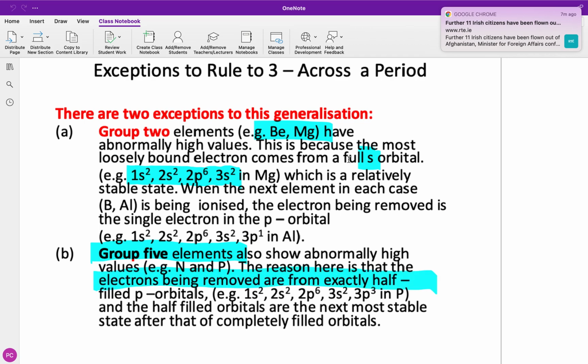Group 5 elements as well have high values, and that's because the electrons being removed are from an exactly half-filled sublevel. Remember, there were 2 reasons that happens. If it's full or half full. So remember, you have 1s2, 2s2, 2p6, 3s2, 3p3. So this whole thing of being half full, this 3 causes it to have a high ionization energy because it doesn't want to lose an electron if it's exactly half full.